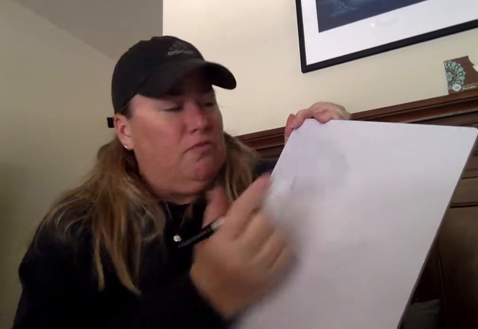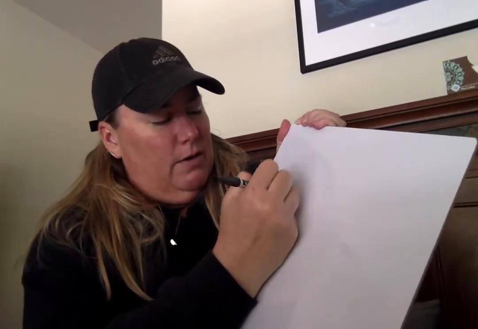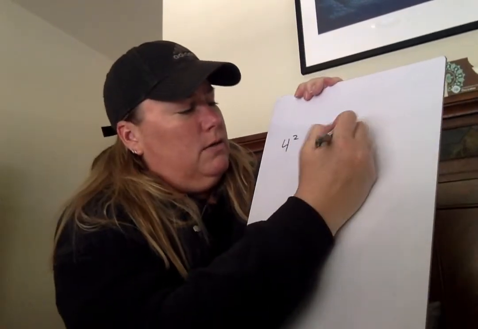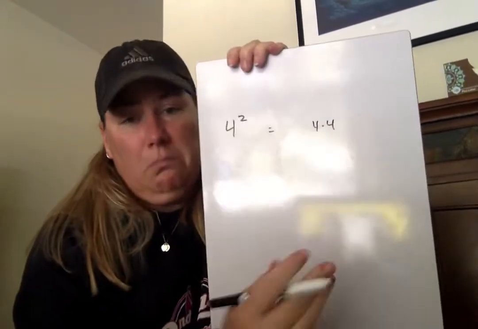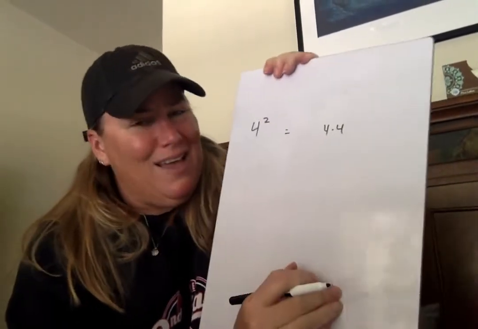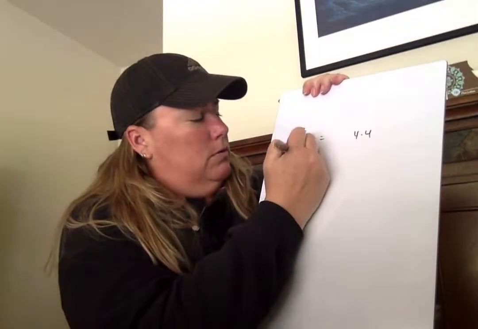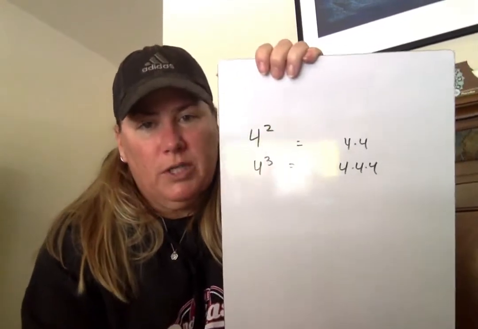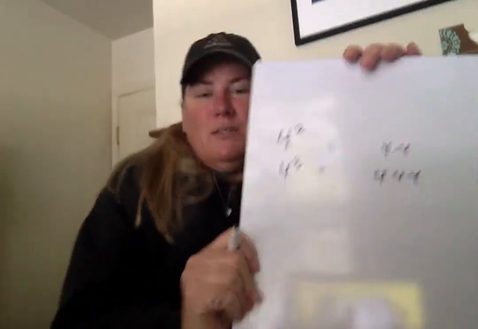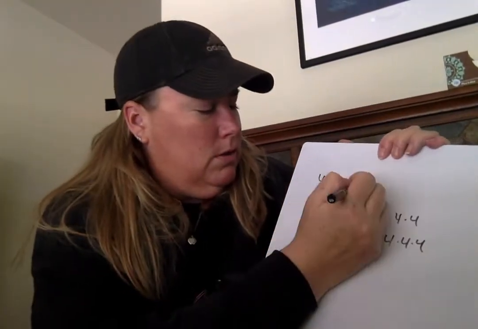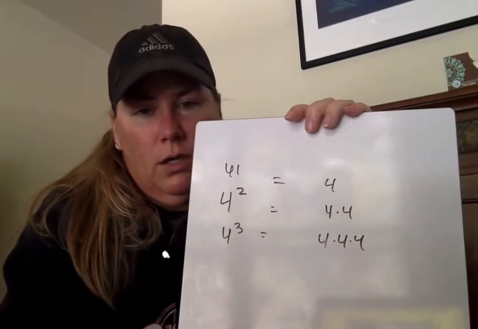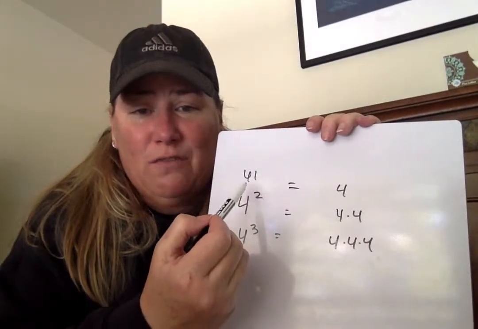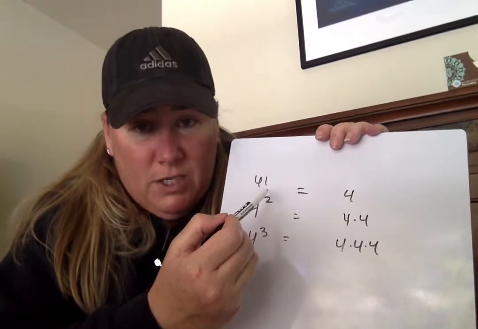A number, 4. Okay, so if we have 4 to the second power, and I asked you guys to expand that, most of you guys would say 4 times 4, which, you know, that's pretty good. But then, if I asked you to do 4 to the third power, you'd go, okay, Ms. Parks, 4 times 4 times 4. Looks pretty good. But if I asked you to expand 4 to the first power, most of you guys would just put 4. But here's the thing, remember, exponents is repeated multiplication, so you actually have to expand 4 to the first as a multiplication problem.